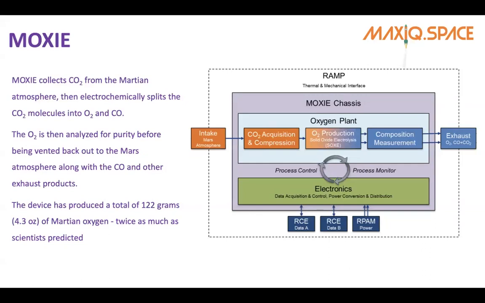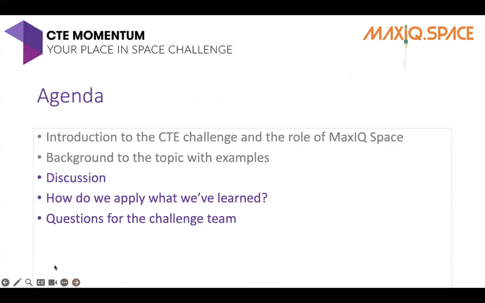So how has it been working? Apparently, it's really been working very well. We've got some stats over here. These statistics were after the first 2 months of operation. The report said it had produced 122 grams or 4.3 ounces of Martian oxygen, twice as much as the scientists had predicted. So this is a real win, this MaxIQ process. So now we know we're really going to be able to use it when we go to Mars, or at least when we have human beings going to Mars.